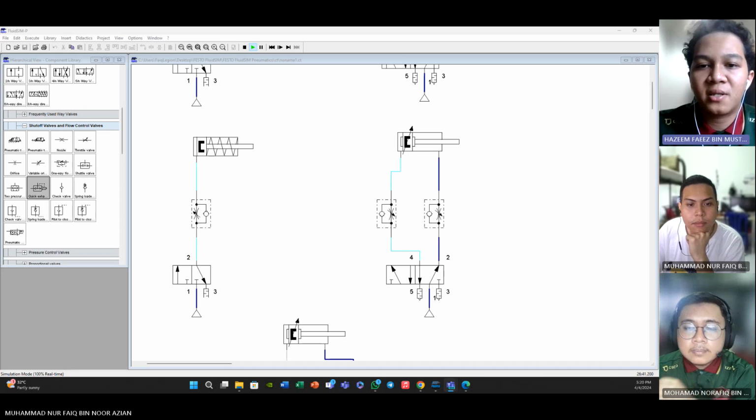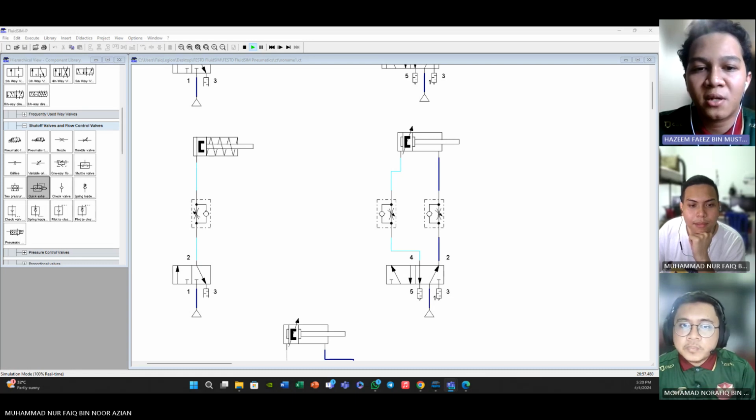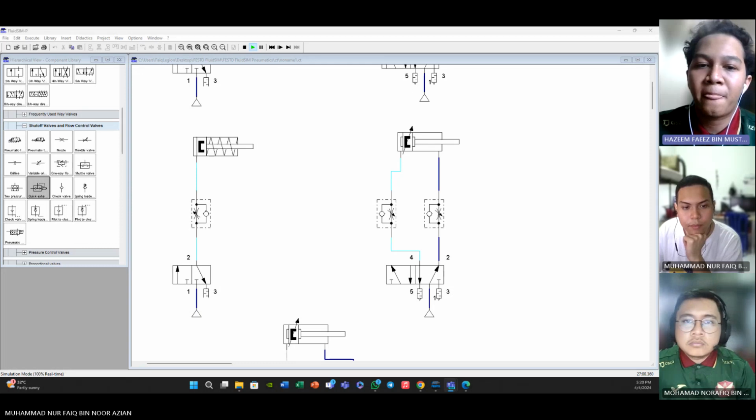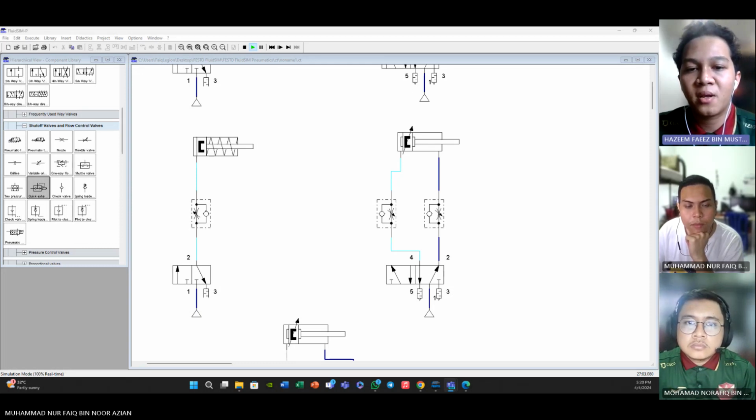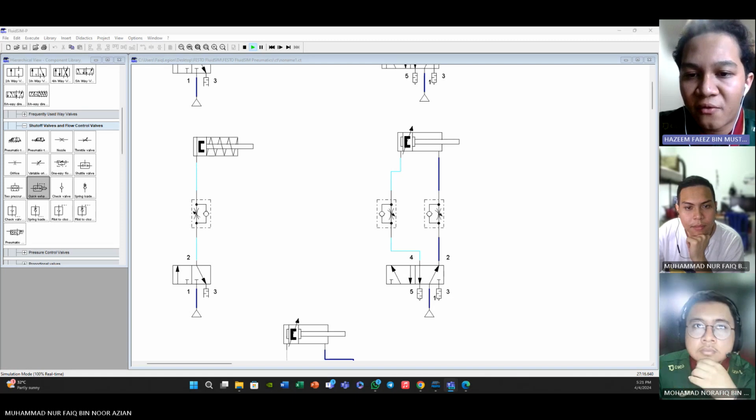Throttle valves are typically adjustable, allowing operators to fine-tune the speed of cylinder motion according to the specific requirements of the application. This adjustability enables flexibility in controlling various loads and operating conditions. And the last one, pressure compensation. Some throttle valves are equipped with features for pressure compensation, ensuring consistent speed control regardless of fluctuation in system pressure.